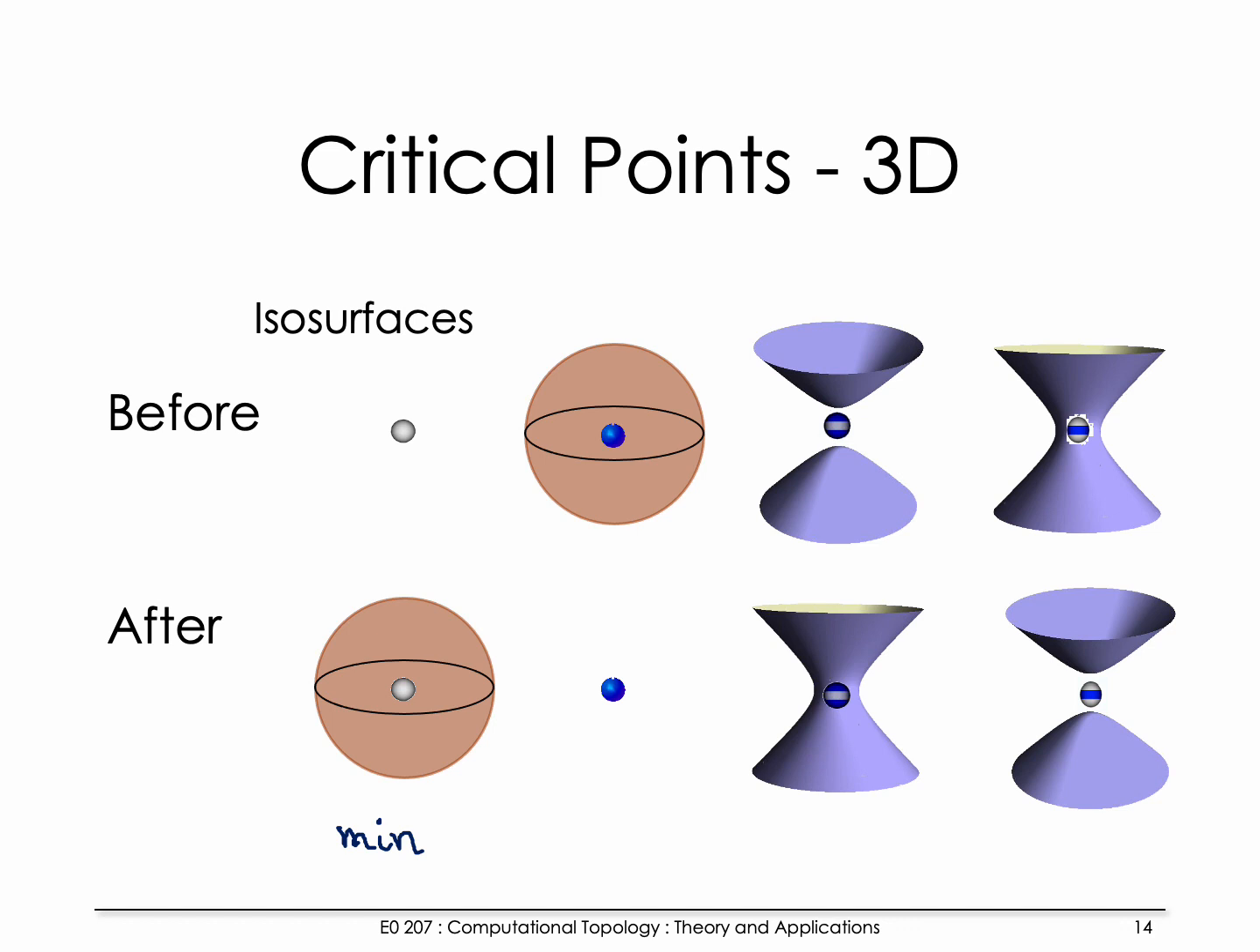The maximum behaves in the opposite way. There is one component of the isosurface before you cross the maximum, and after you cross the maximum, this component vanishes. The saddles, here you have to imagine a little bit. There are 2 types of saddles.